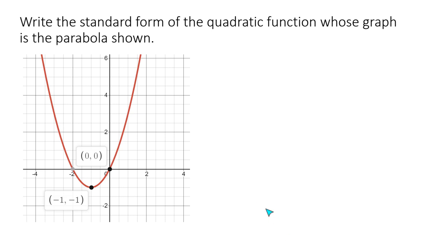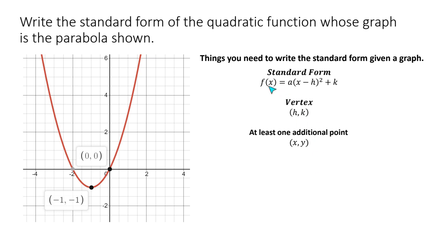Okay, so the next question is: write the standard form of the quadratic function whose graph is the parabola shown. So notice here you have a parabola. Always look for keywords. Your keyword here is write the standard form. So what is the standard form? I'm going to write it as f of x equals a times (x minus h) squared plus k. That's your standard form. I know that the vertex, if given the standard form, is (h, k). And then you're going to need one additional point.